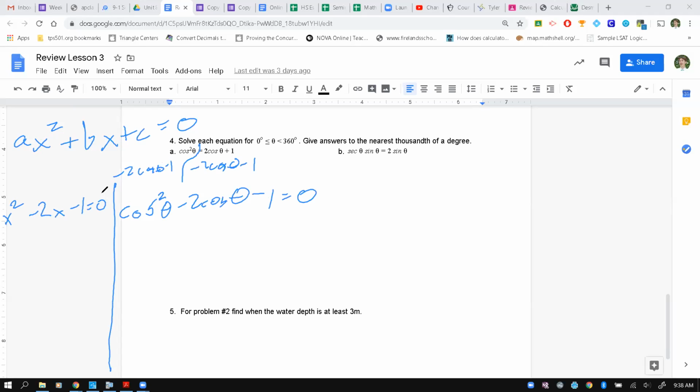The only difference is at the end of this, when you get x equals blank and x equals blank, instead of x, it's going to be cosine of theta equals blank and cosine of theta equals blank. So whatever techniques you would use to solve this one are going to be the same that you would use to solve our cosine squared one. You just have to make sure at the end it's not x equals, it's cosine theta equals, which means you'll have an additional step where you have to take the inverse cosine of whatever.